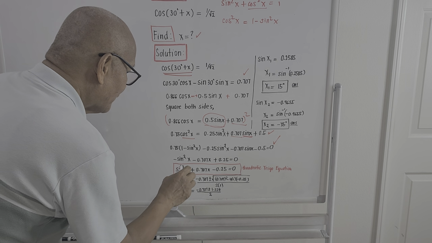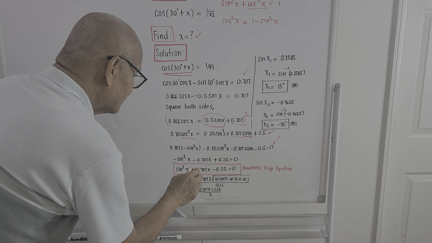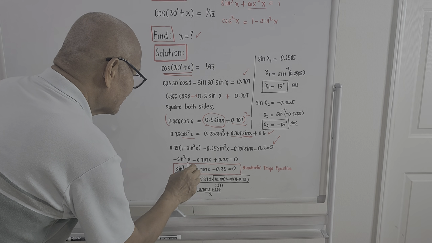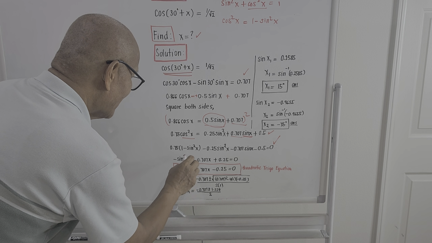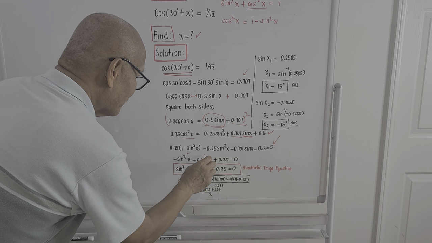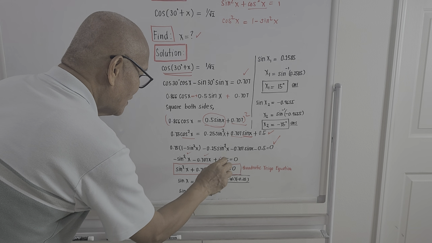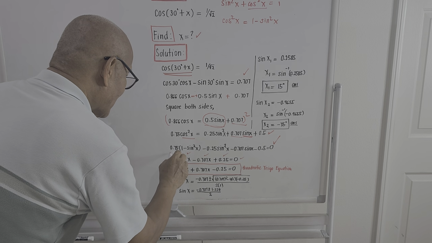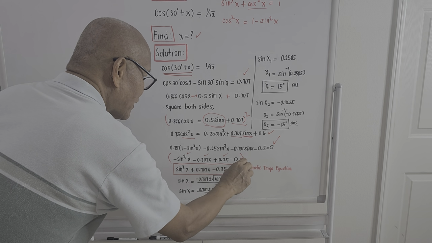Okay? Try to combine. After the combination, what will come out will be sine square of x minus 0.707 sine of x plus 0.5, and this should be equal to 0. And multiplying all terms by negative 1.